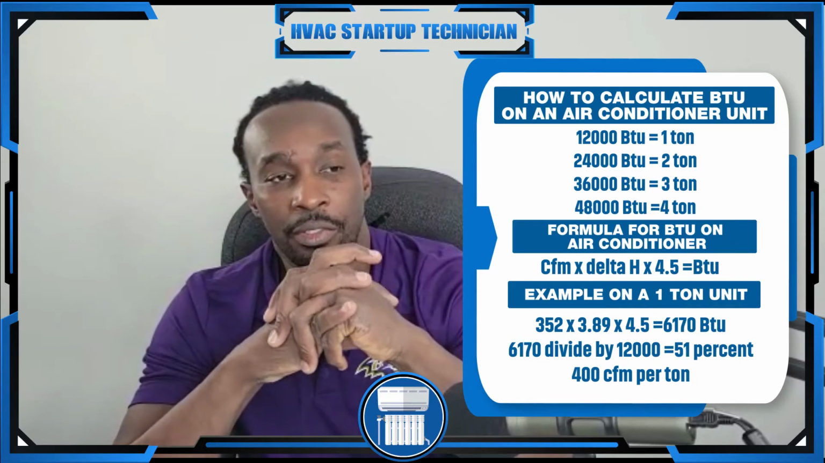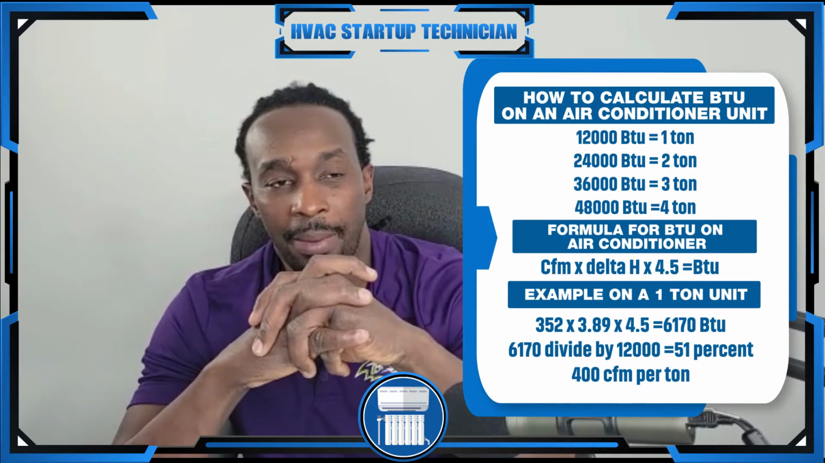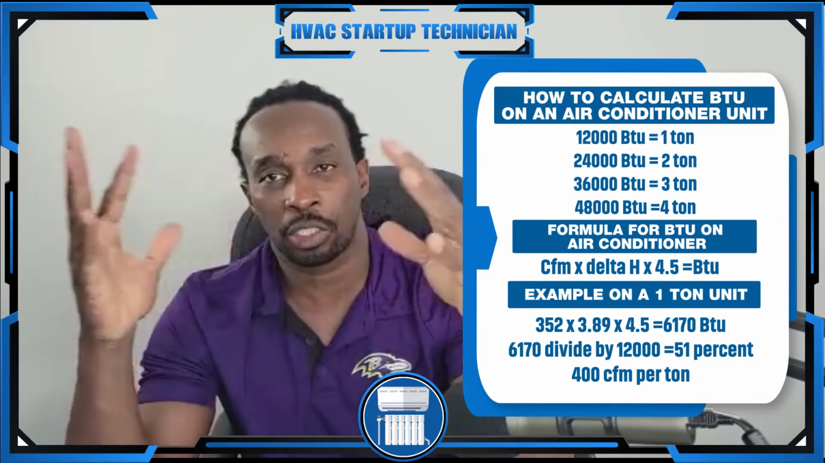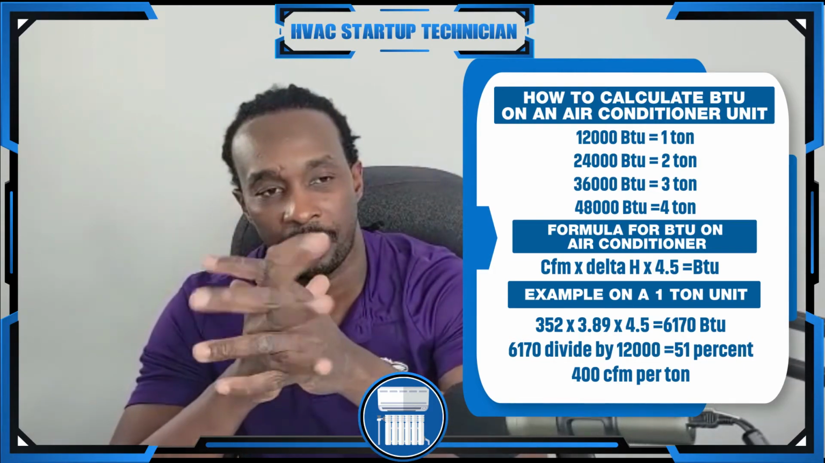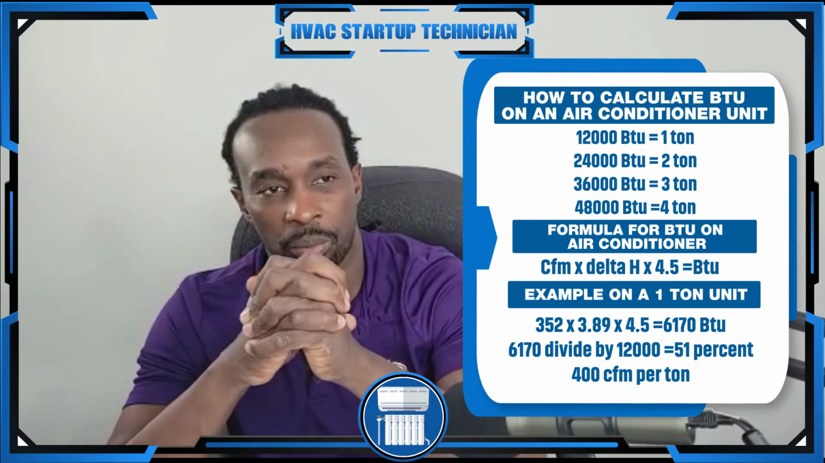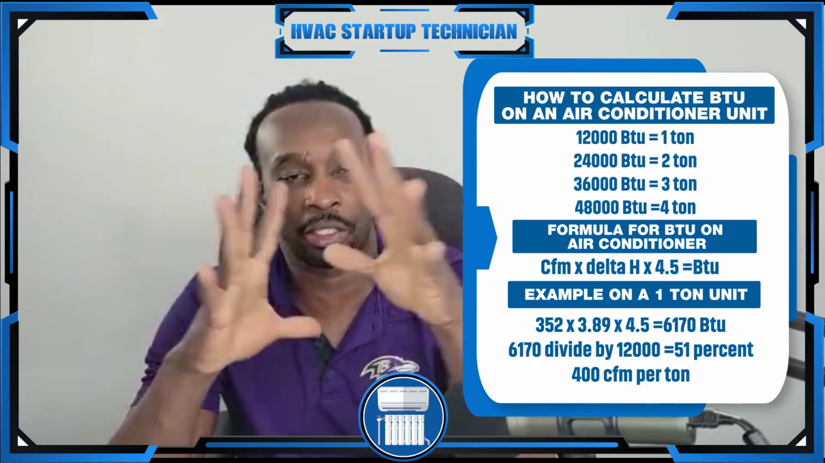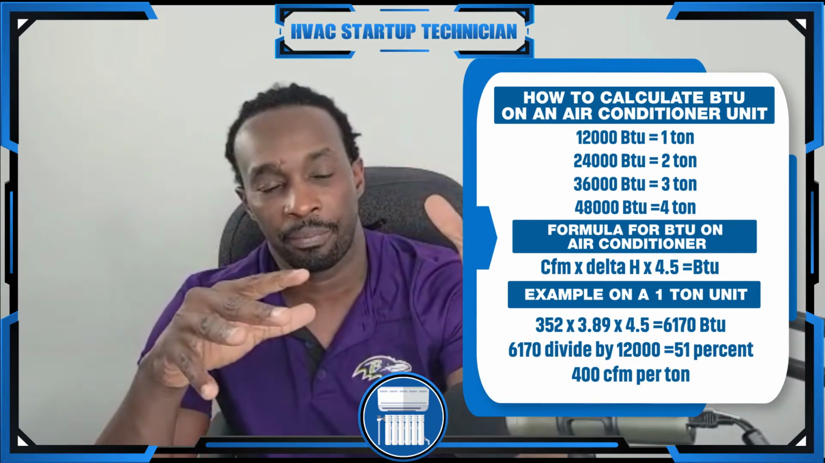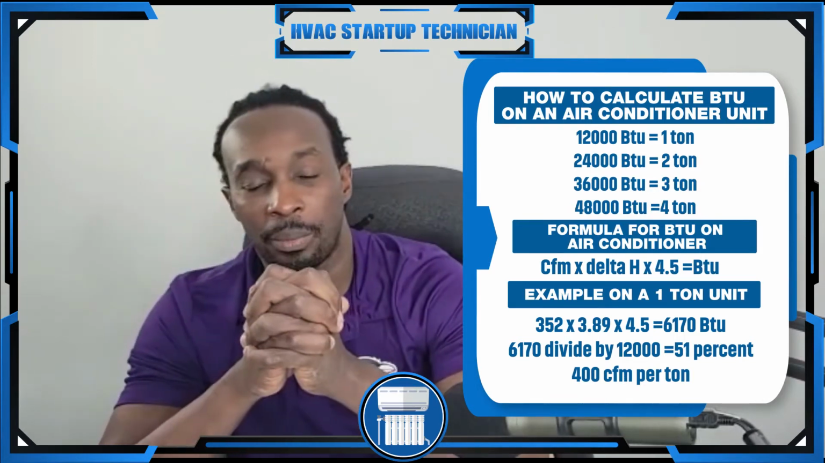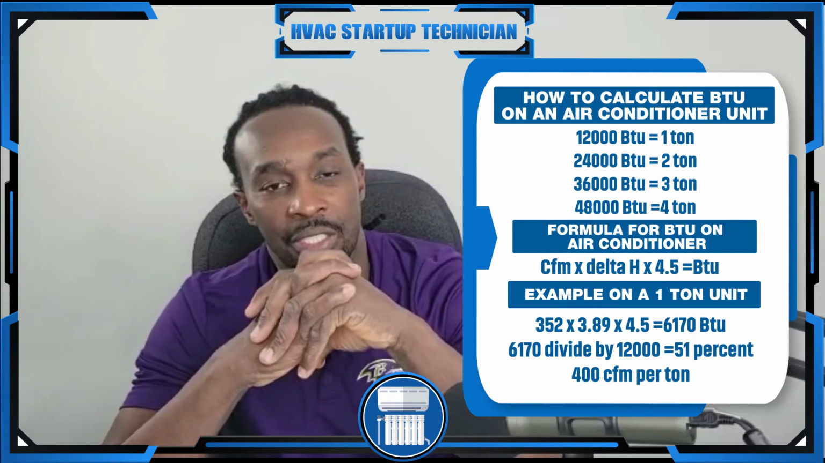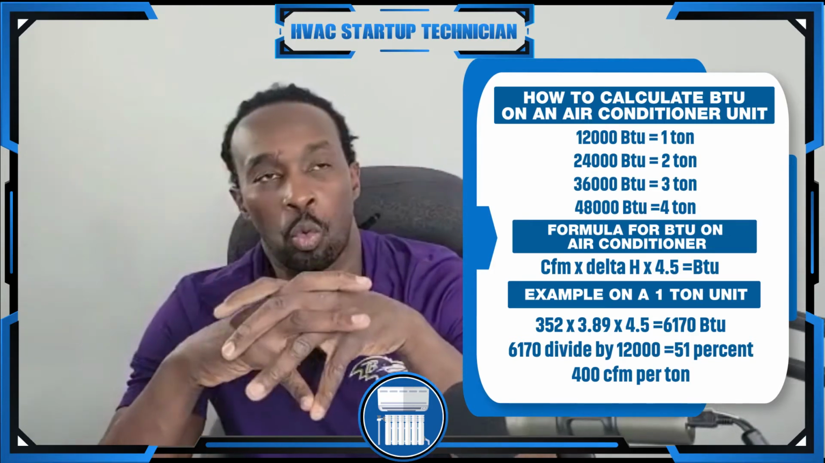So if we have 352 CFM times 3.89, that would be my delta H, the difference between my return and my supply. It could be anything else, but I worked it out to be those numbers. And the magic number is 4.5. On all air conditioning units, you do CFM times delta H times 4.5. When I worked that out, it gave me 6,170 BTUs. Now I am working that formula for a 1 ton unit.